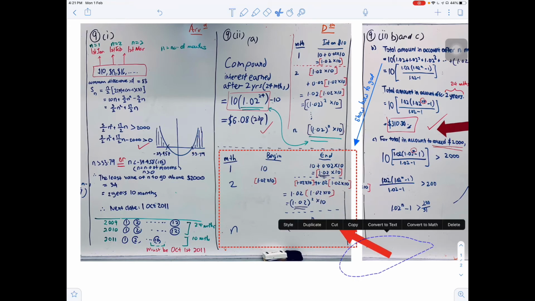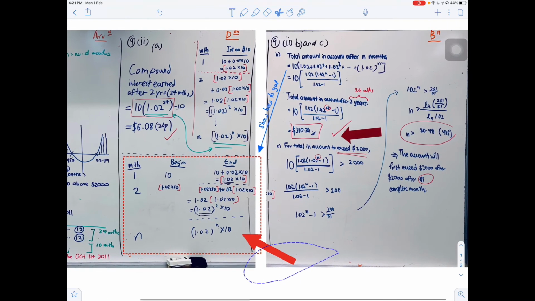Now, in 9 part 2, the first one, they asked us to find the compound interest earned after 24 months. That means 2 years, okay? I think some of you actually remember a formula from secondary school. Now, my advice is you can remember the formula, but it is also good to actually derive it.